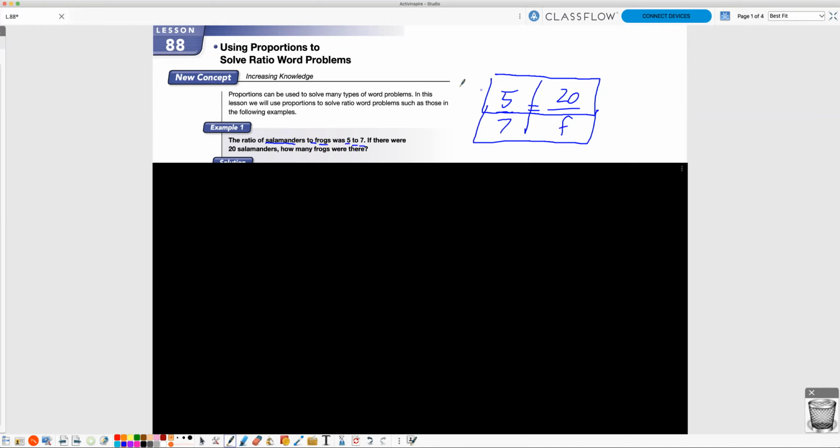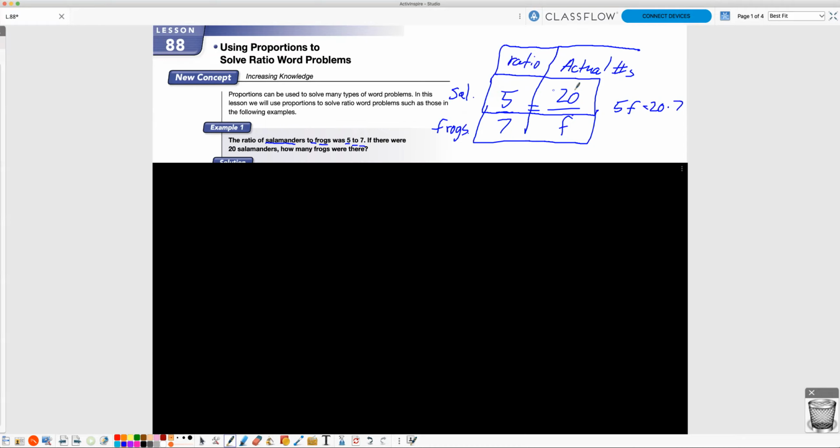So you have your ratio of salamanders here, and you have your frogs here. And this is the ratio, and this would actually be the actual numbers. So this box right here is the actual numbers. This would be the ratio of those. So we're looking at 5 to 7. You can do the math by, if you wanted to, you could do 5f equals 20 times 7 to find out what f equals.